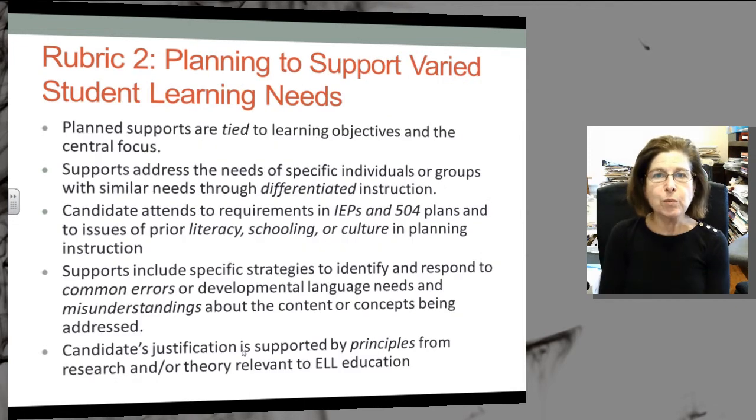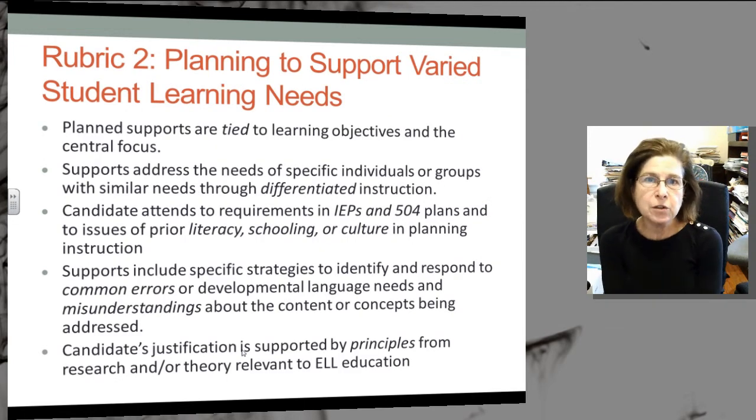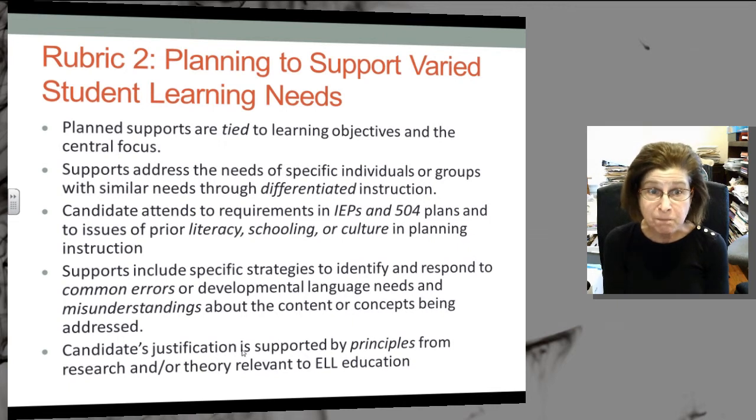So now we go to rubric 2. This is planning to support varied student learning needs. And here's where you want to think about differentiating your instruction. So first, the supports are tied to learning objectives and the central focus. So whatever you're doing to support your learners should be with a view to helping them meet the objectives within the context of the central focus you've selected.